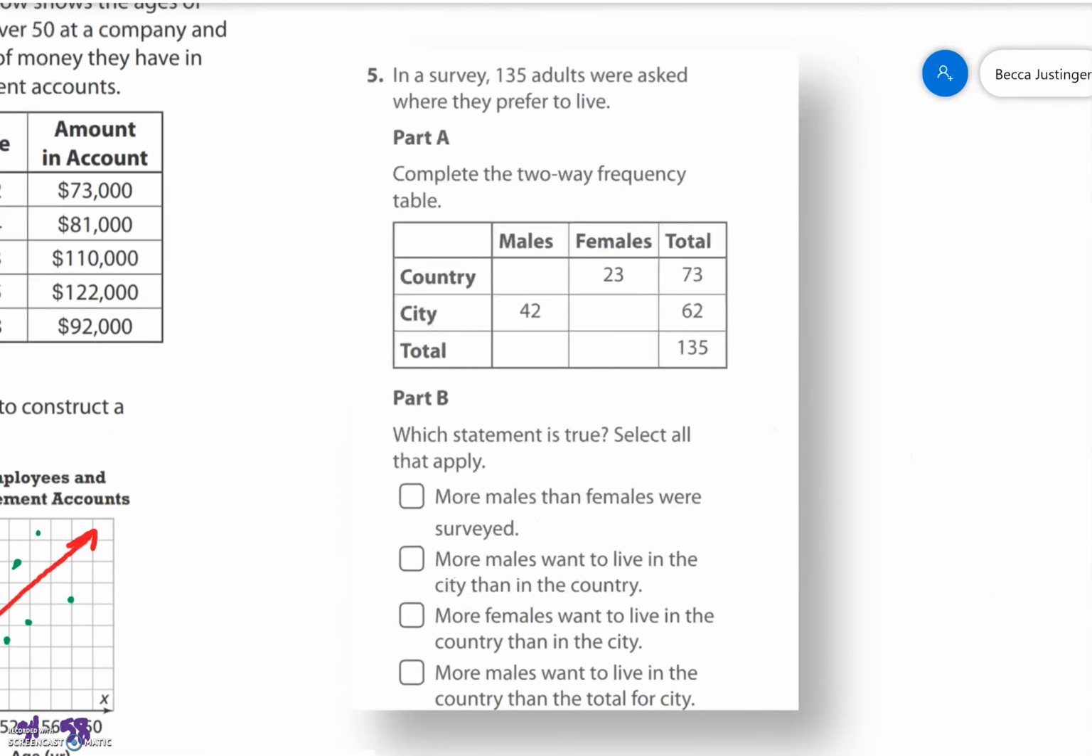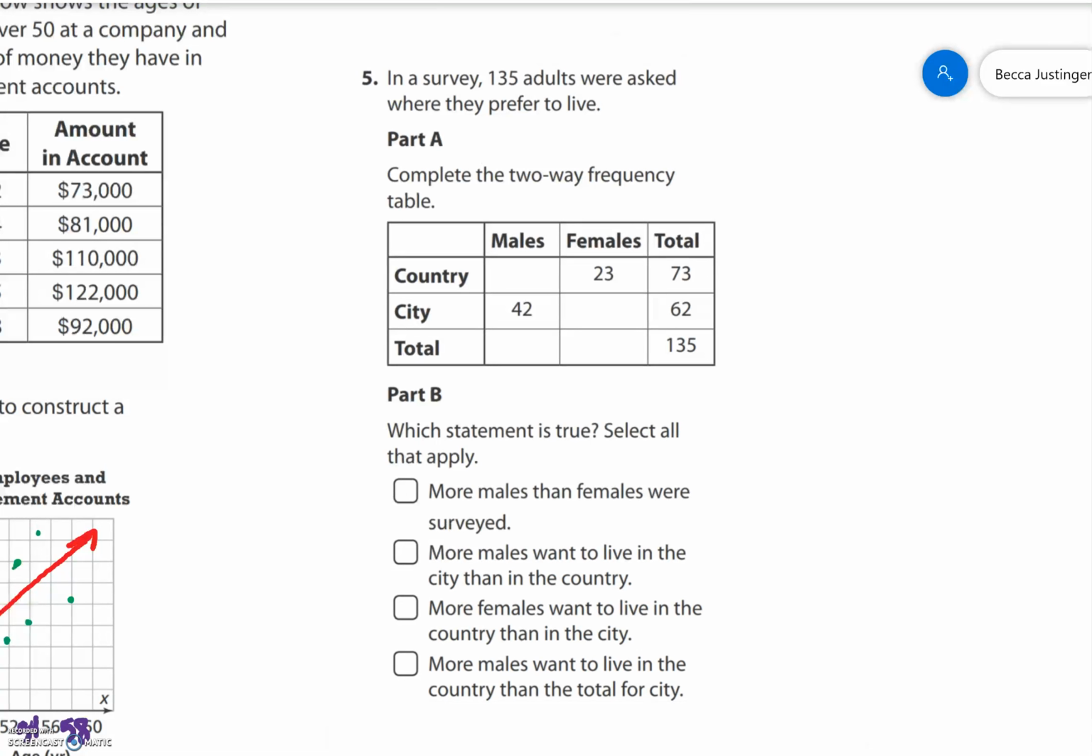Next, question number 5. In a survey, 135 adults were asked where they prefer to live. So that's where that 135 came from. Complete the two-way frequency table. So remember, we have to add and subtract. So if this total is 73 and there's 23 females, that means there must be 50 males who want to live in the country. Here, if there's a total of 62 people who want to live in the city and 42 of them are male, that means 20 have to be female.